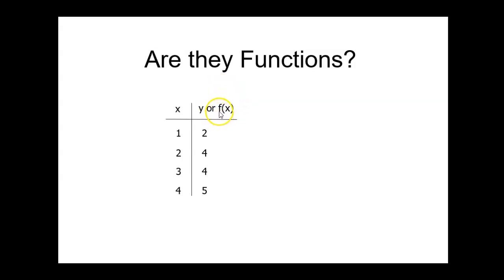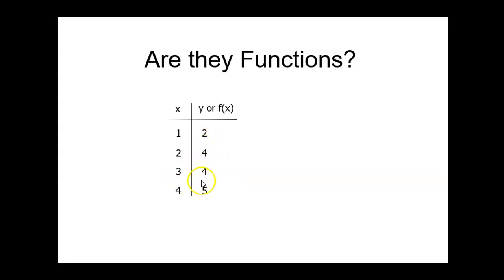But if it said like f of 5, then I would be taking the 5 and replacing any x in the function with that 5 to determine what y equals or what f of x equals, which are the same thing. Okay, so again, we'll do examples, but since here my x values are all unique, 1, 2, 3, and 4, my x values do not repeat, so this is a function.